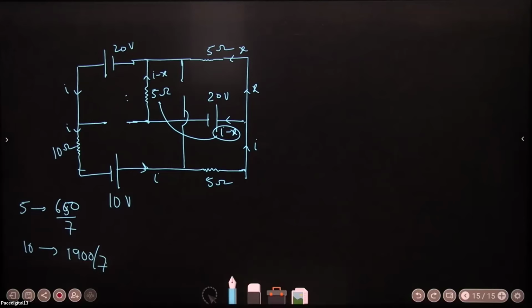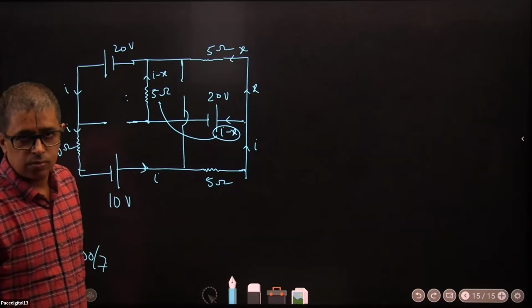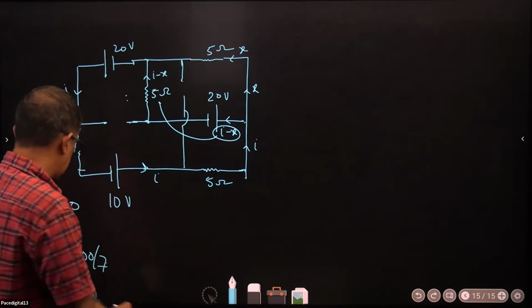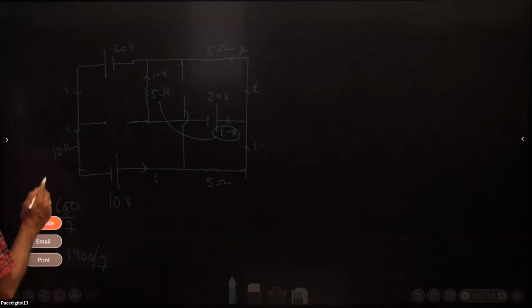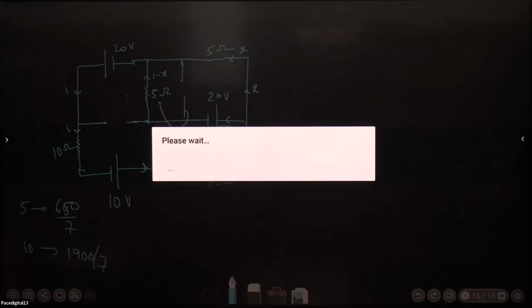Yeah, John. Oh, 15 pages. Share. QR code. Share. Please wait.